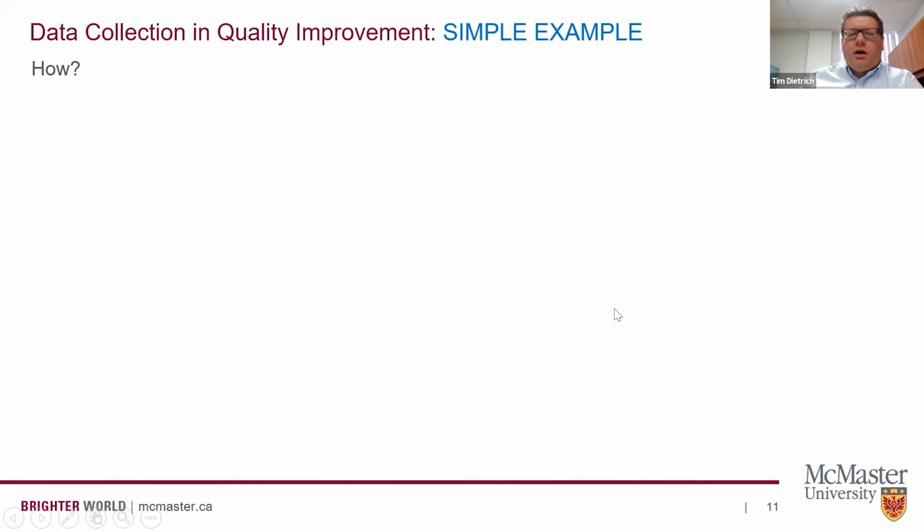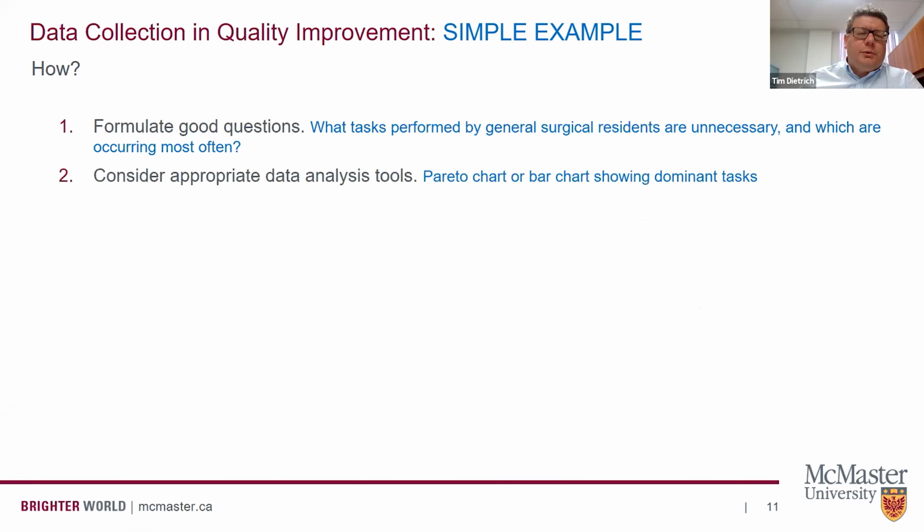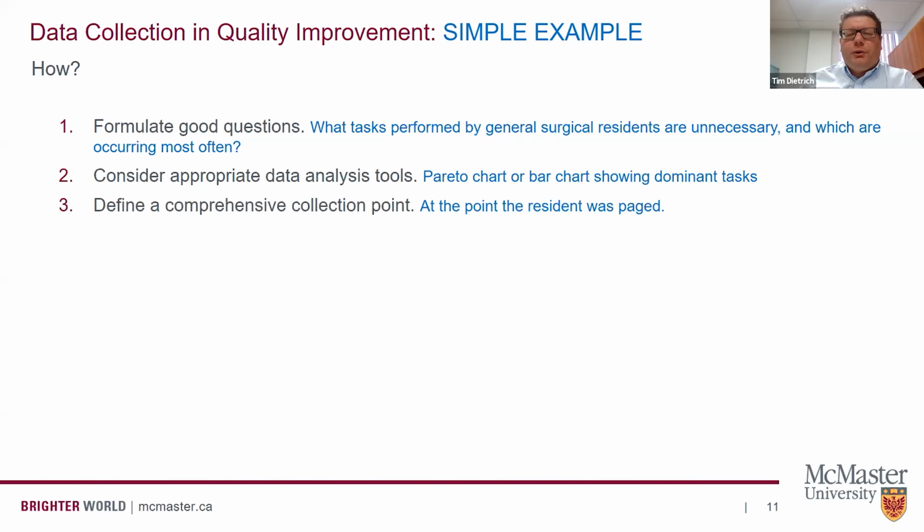I'm just going to quickly walk through a simple example about how we use this in a particular problem. We were trying to answer a question in an improvement project around general surgical residents and the tasks that they were performing. One of the questions that came out of that project was, what tasks performed by these residents are unnecessary and which ones are occurring most often? Those were the questions we were trying to answer. We felt that the most appropriate analysis tool for this was either a Pareto chart or just a simple bar chart showing those dominant tasks and their frequency.